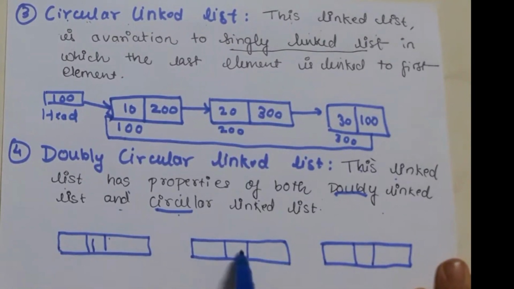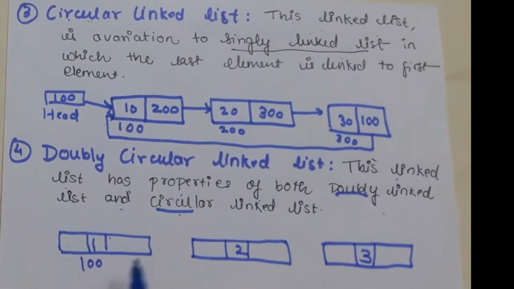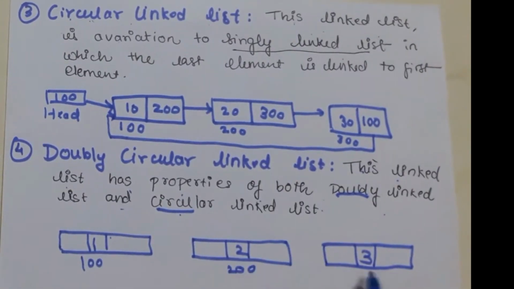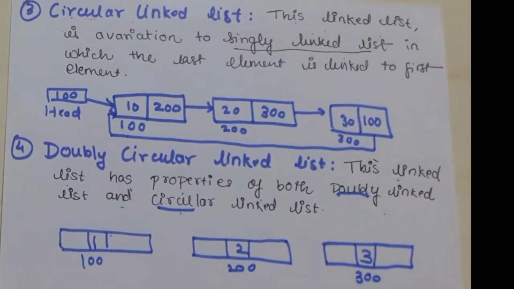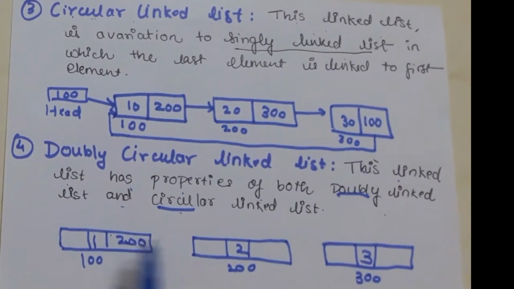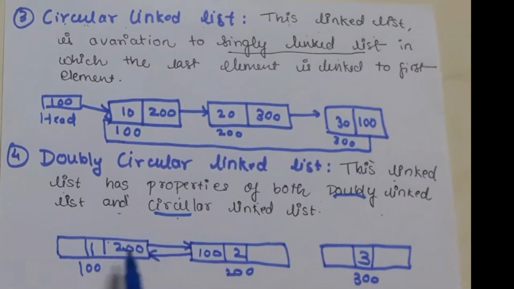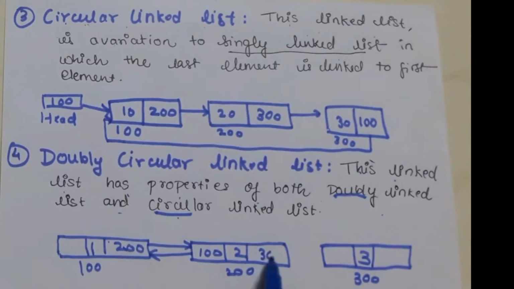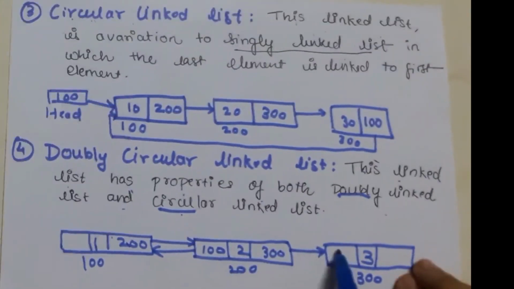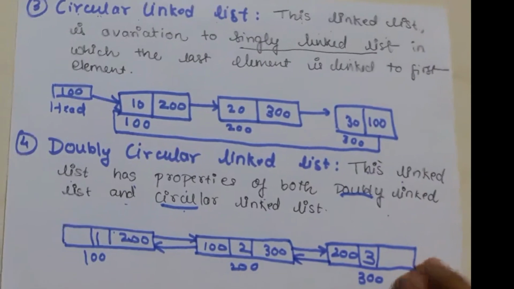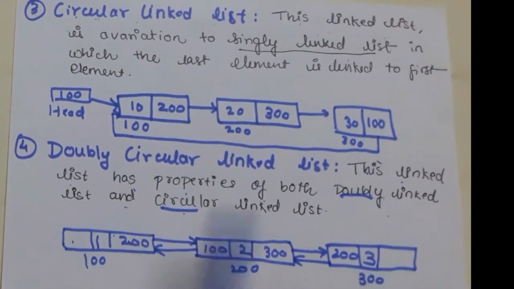Okay, now the data 1, 2 and 3 and the addresses 100, 200 and 300. Now as we know, this field is responsible for holding the address of the next node, that is 200. This field is responsible to hold the address of the previous node, that is 100. Links, again 300. Here there will be 200. Now in a doubly linked list, these two fields are null.